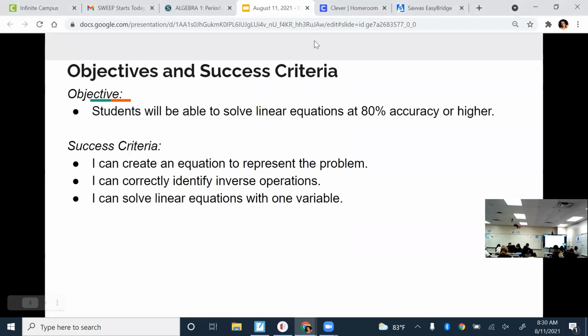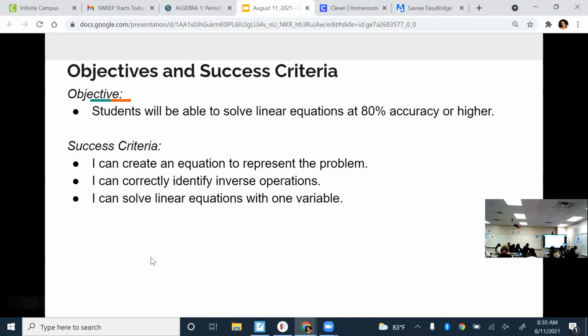All right, so the objective today is solving linear equations at 80% accuracy or higher. So can you create an equation that represents whatever problem we're working with? And can you correctly identify inverse operations? And can you solve for a variable?